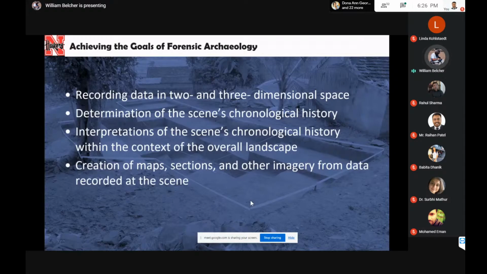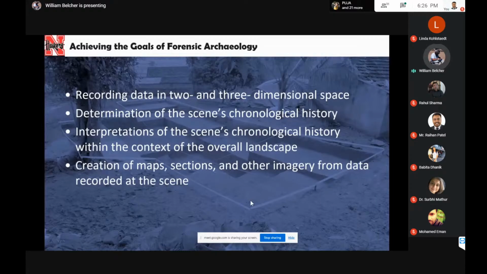So I've talked a little bit about this, and we saw the grid strings that were over the top of the grave with the Omaha Police Department. But we want to record our data in 2- and 3-dimensional space. So when we're looking at something in 2 dimensions via a map, we also want to understand how deep the material is, or just those X, Y, and Z 3-dimensional space coordinates. We want to determine the scene's chronological history. So again, that's that temporal aspect. We talked about spatial just a few seconds ago, and now we're talking about the chronology.